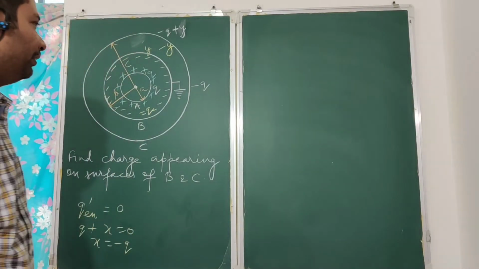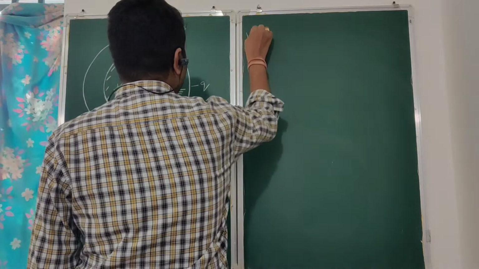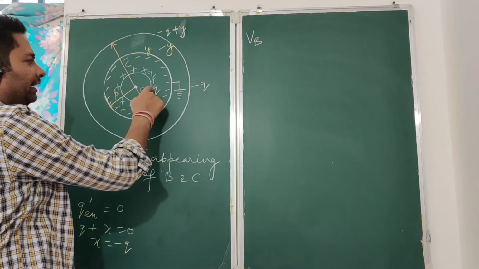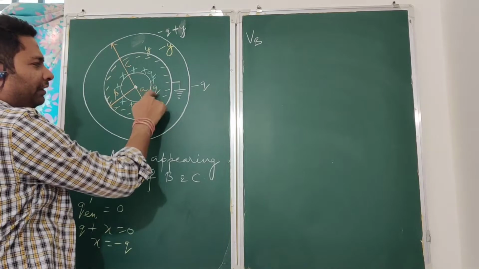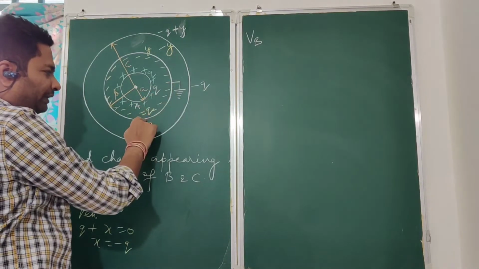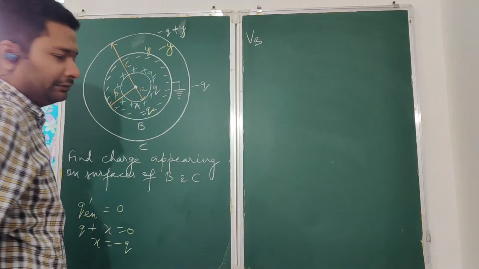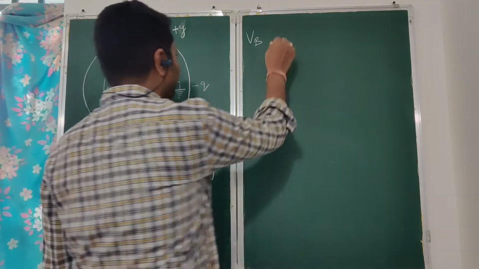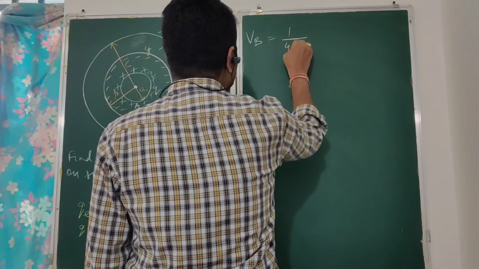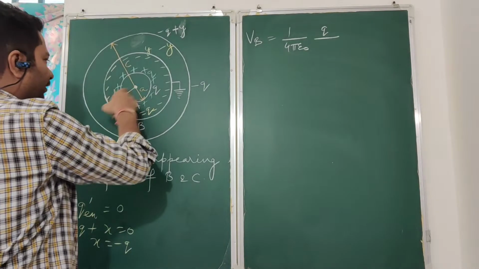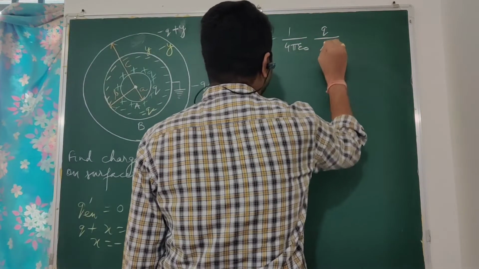So now, what will be the potential at the surface of B? So potential here will be created by this charge Q at the surface of A. This point on B is lying outside the sphere A. So what will be this value? 1 by 4 pi epsilon naught into Q by, what is the distance? It is B. So we put it as B.